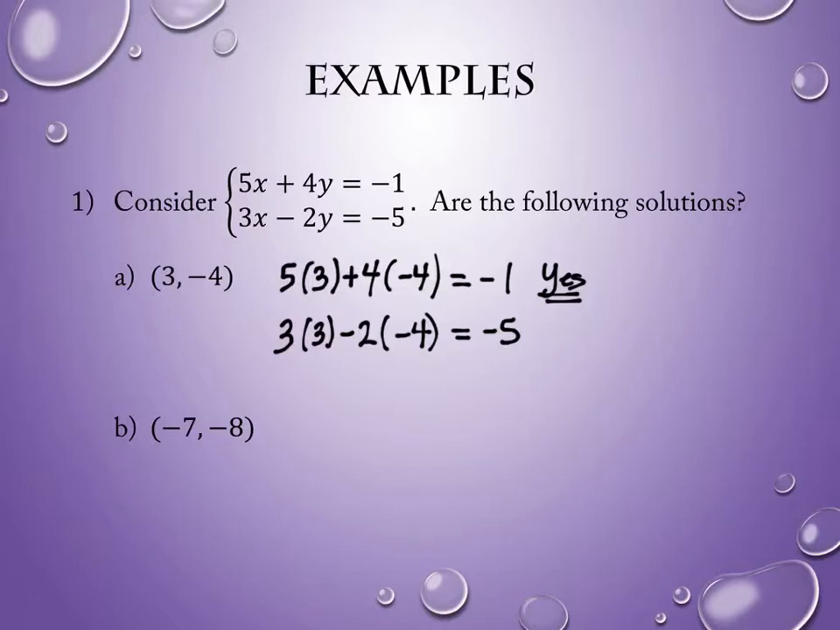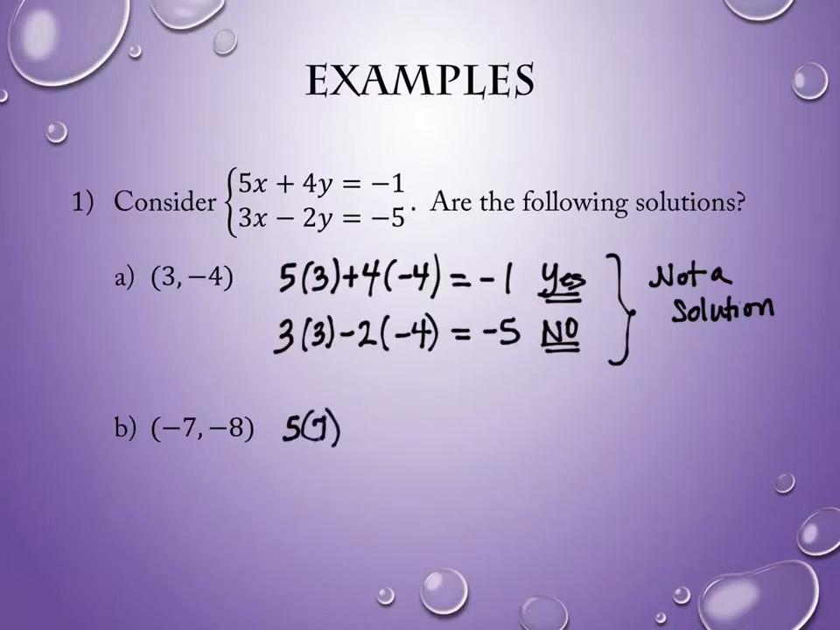What do I get? I get 9 plus 8. 9 plus 8 is not negative 5. So this one does not work in the second one. So is it a solution? No, it's not a solution. It's a solution for one equation, but not for the system. Let's try the next one.